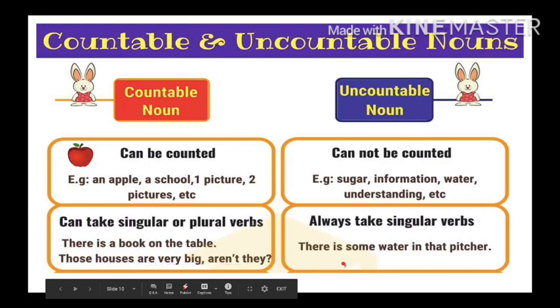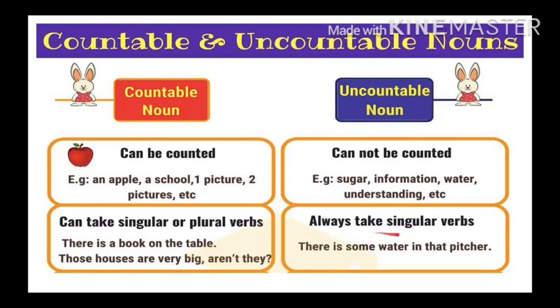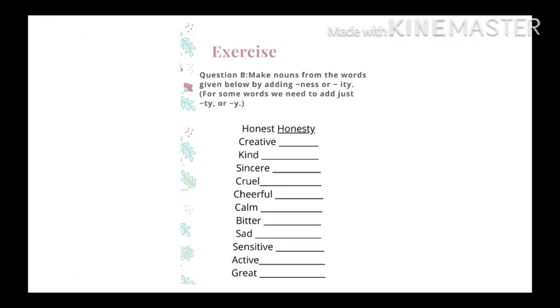Now if we move to the uncountable noun example, there is some water in that picture. That means is is the verb here, and moreover it is a singular verb. So we need to keep this in mind that uncountable nouns always take singular verbs. I hope you know the difference between plural and singular verbs, right? By this, the difference between different types of noun is over, and I hope you have understood what nouns are, what are their types, and now we have one exercise.